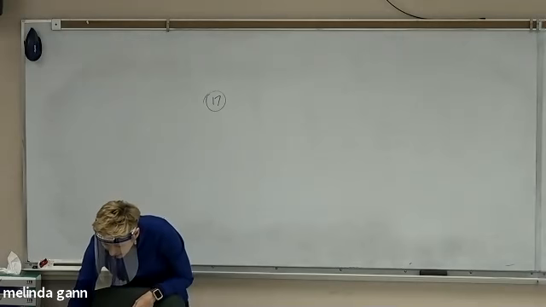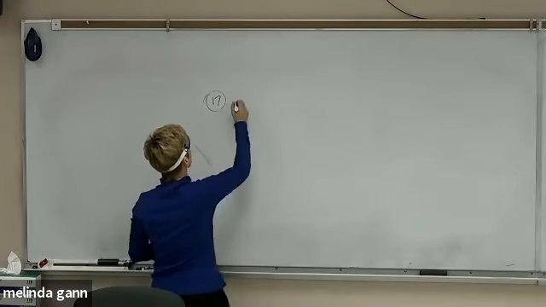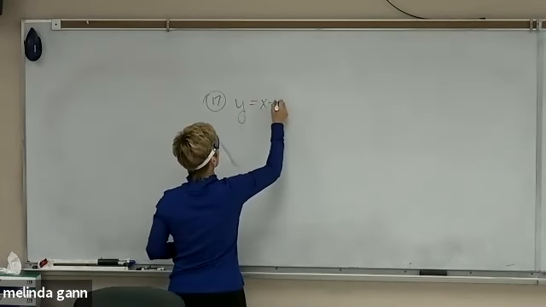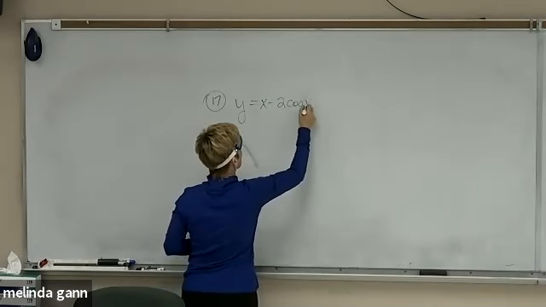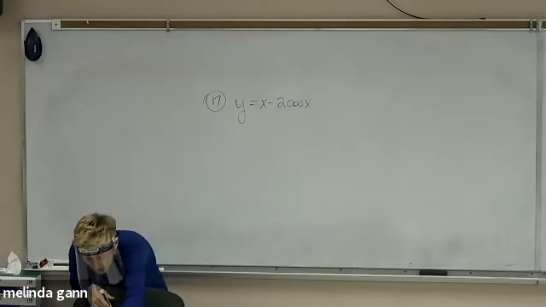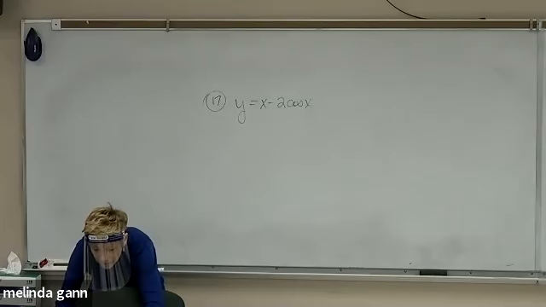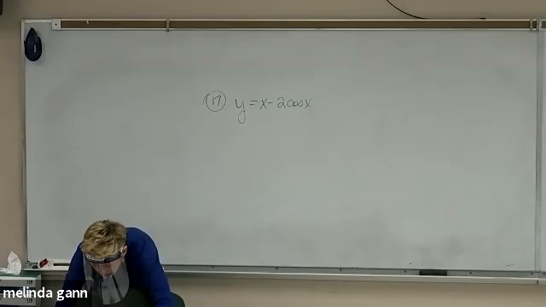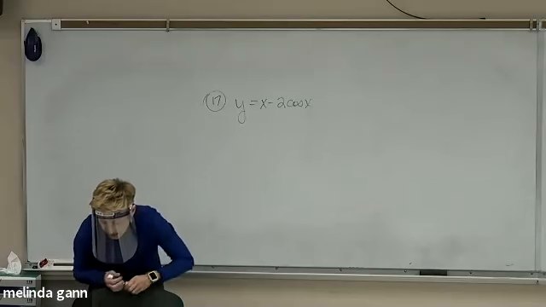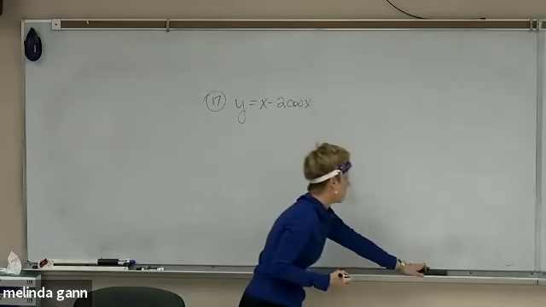All right. So I've got y equals x minus 2 cosine x. Is that right? Is that the right one on 17? What page are we on? 211. 211, I'm sorry. All right, so I've got g of t is t times the square root of 4 minus t. All right?